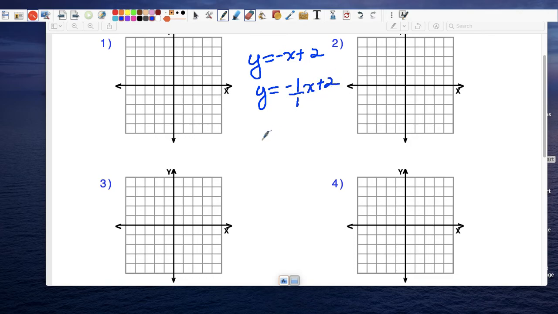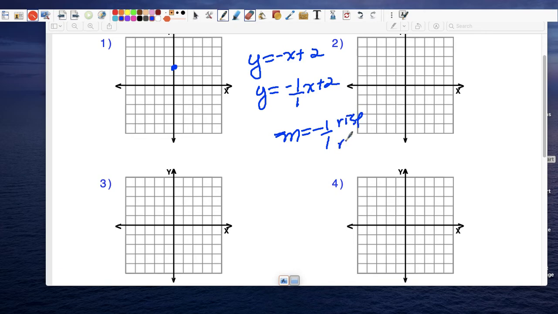It's the same thing, right? I put a 1 there. The y-intercept is positive 2, so there we go. So the slope is negative 1 over 1, so it's a negative slope, so we have a line that's coming down from left to right.